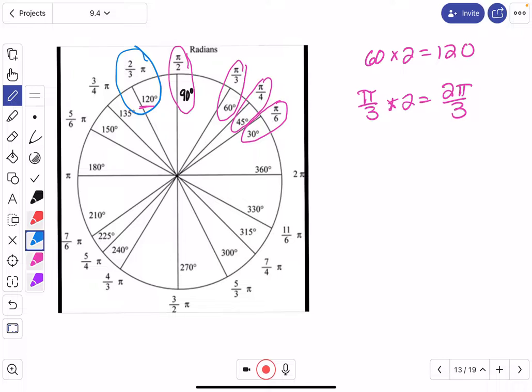These are reference angles that we're going to use a lot in the future. So at least memorize those 4. But this circle here will be helpful in quick reference.